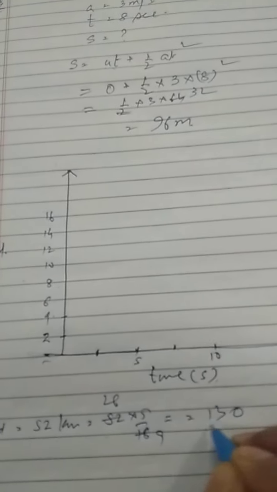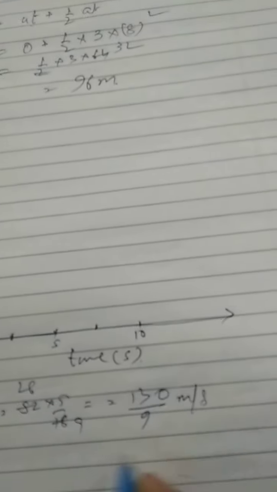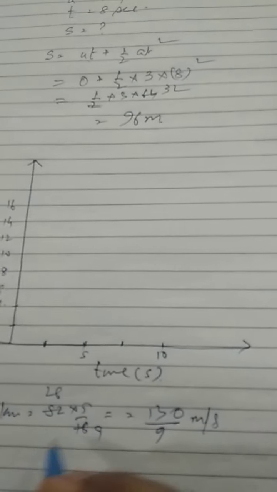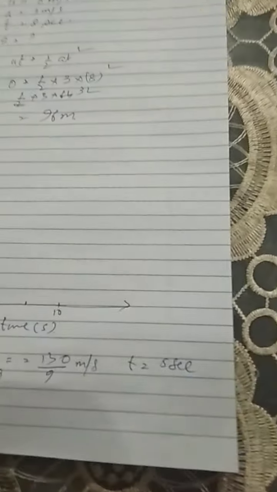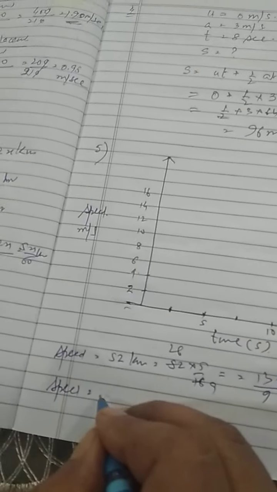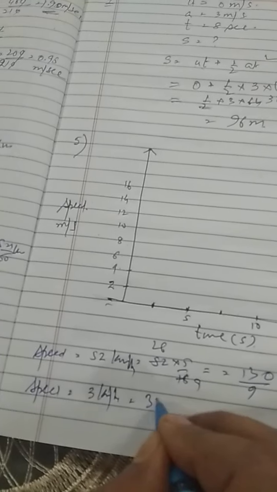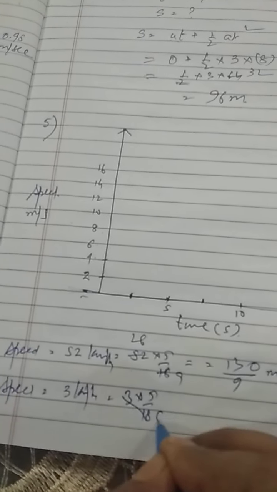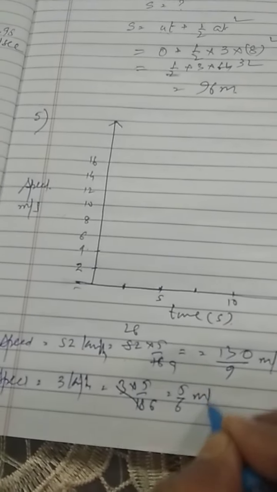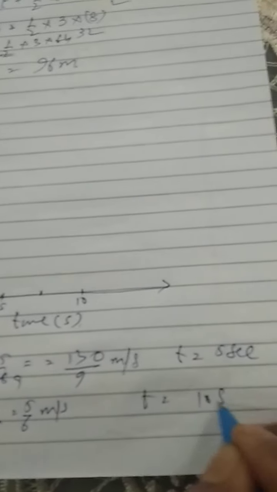It comes out to be 130 upon 9 meter per second, and the time taken to stop is 5 seconds. The speed of the second car is 3 km per hour. 3 into 5 by 18 is 5 by 6 meter per second, and the time is 10 seconds.